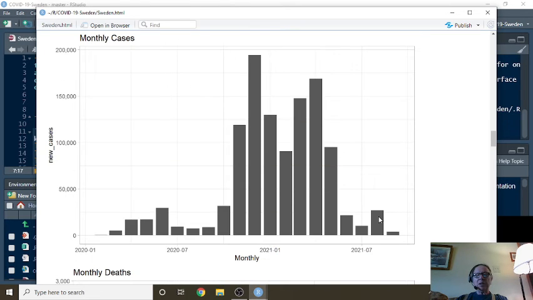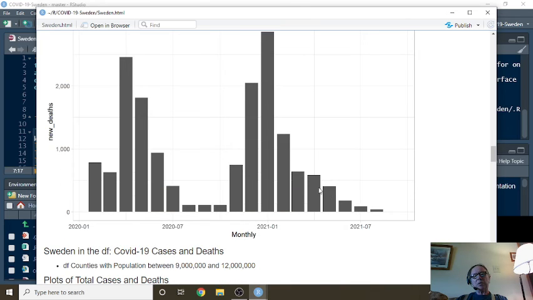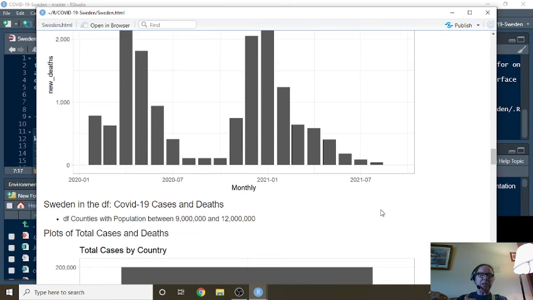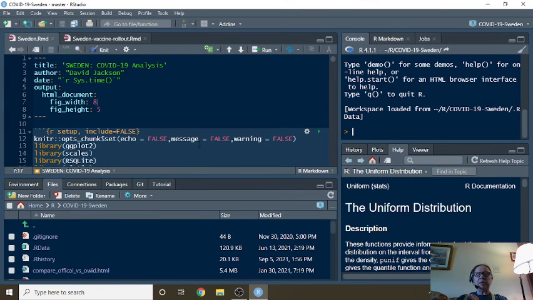Monthly cases, even though August was higher than the previous 2 months, look how low it was. You have to go clear over to here to find the last time that the cases were this high. What about deaths? 1, 2, 3, 4, 5, 6, 7 months in a row now, you've had a decline in COVID-19 deaths in Sweden. That's what I want you to keep in mind. You've done a fantastic job of keeping your numbers down, particularly your deaths down.